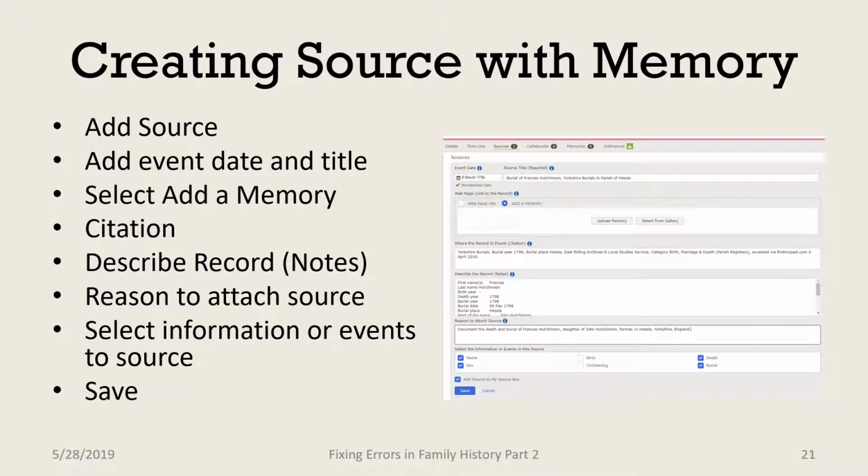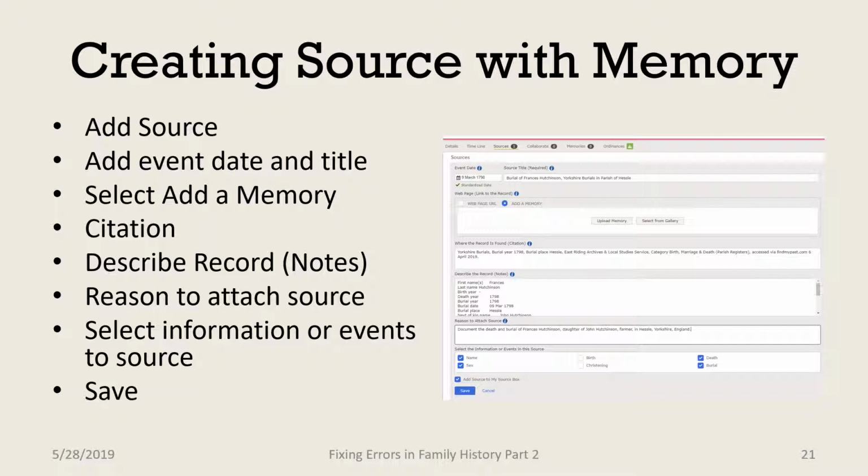The second way I'm going to show you how to create a source for Frances Hutchinson is by adding an image or document. Under the Source tab on her person page, click on Add Source. Type in the event date and then select the standardized date. Add a title that explains who it is for and what collection it came from. In this case, I type Burial of Frances Hutchinson, Yorkshire Burials in Parish of Hessel.